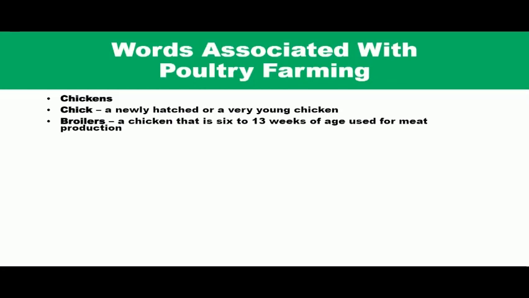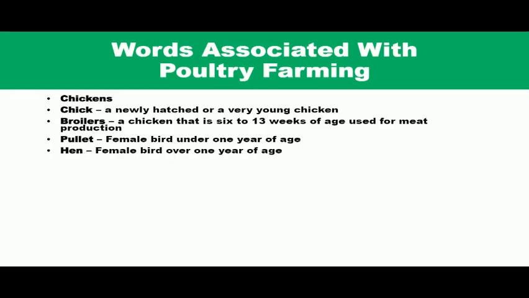Of course, we know when we talk about poultry, we talk about chicken. And so a chick is a newly hatched or a very young chicken, okay? Then we have the broilers. A broiler is a chicken that is 6 to 13 weeks of age used for meat production. That's a broiler. Then you have a pullet. That's a female bird under 1 year of age. Then the hen is the female bird over 1 year of age.